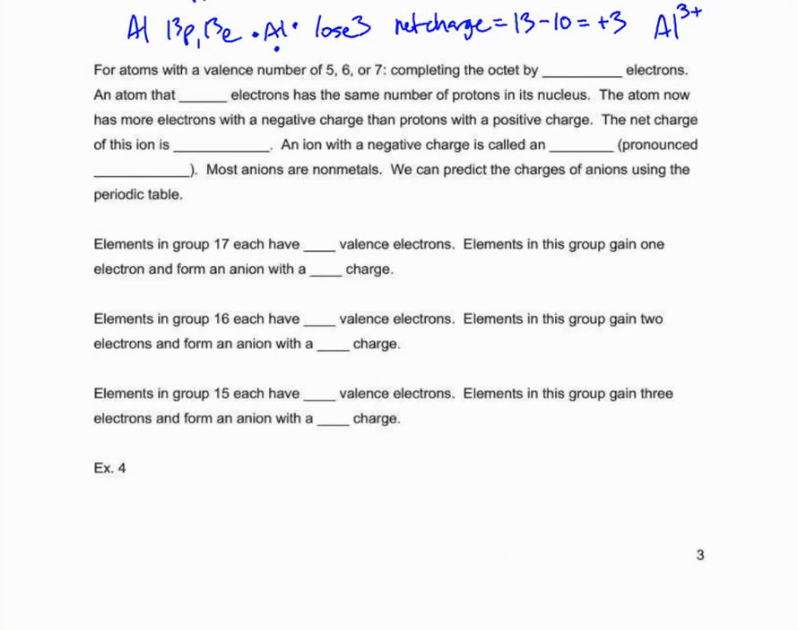For atoms with a valence number of 5, 6, or 7, so we're talking about groups 15, 16, and 17, they complete the octet by gaining electrons.